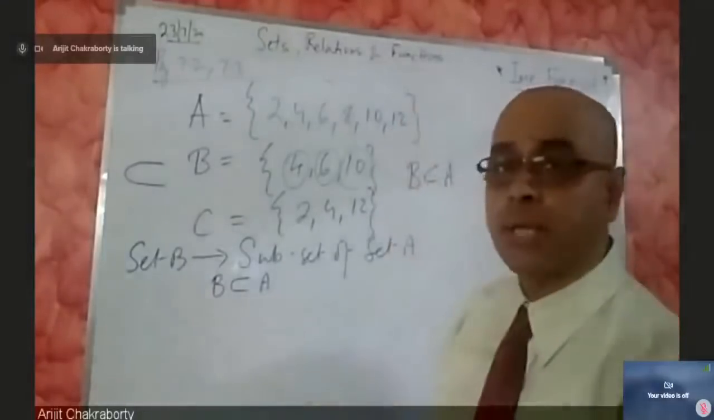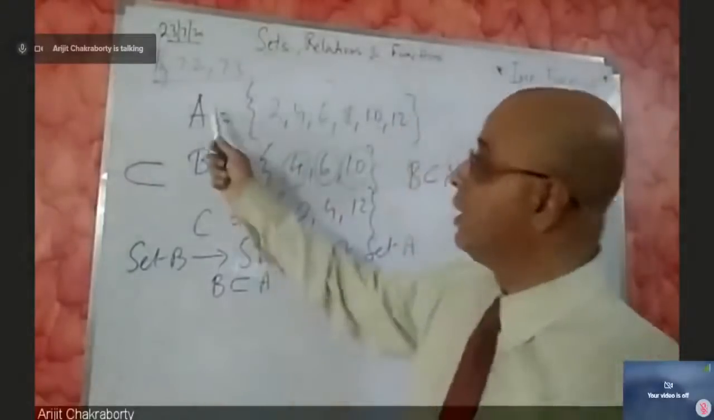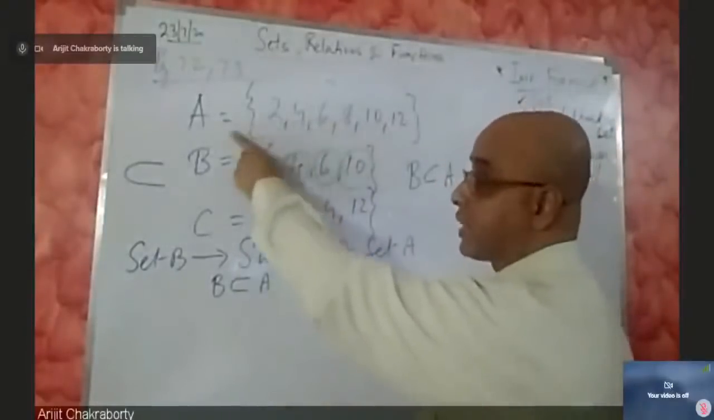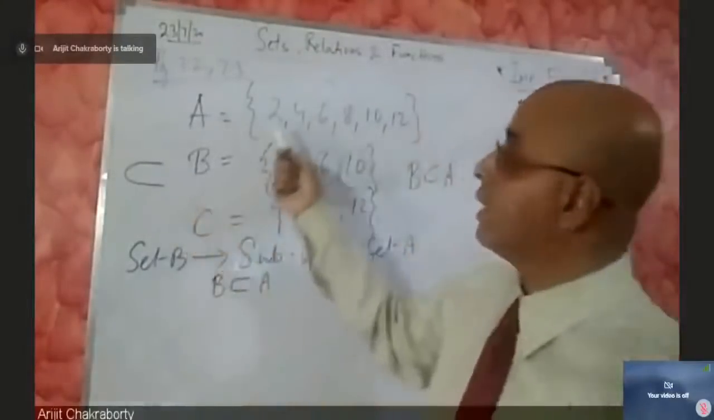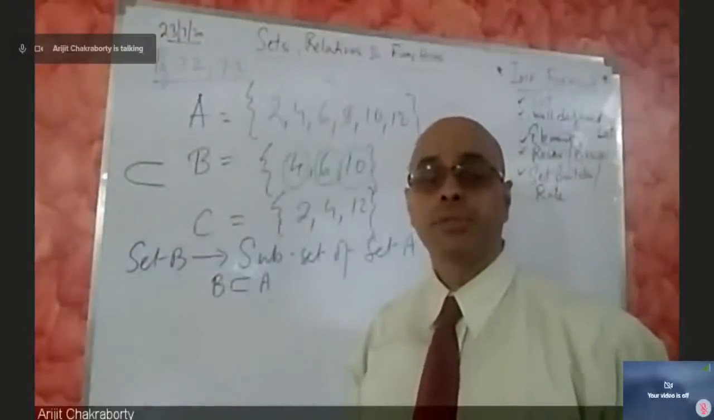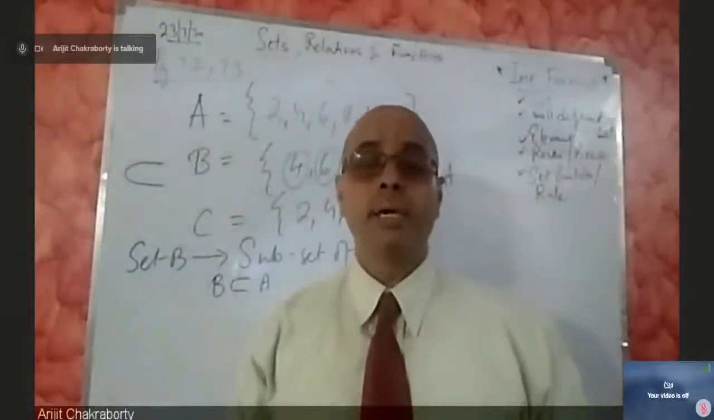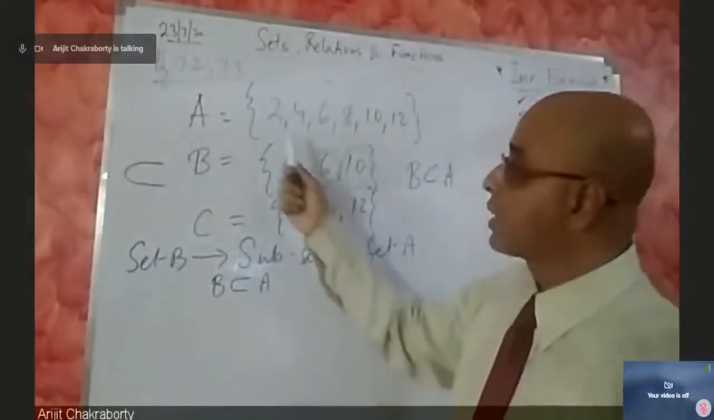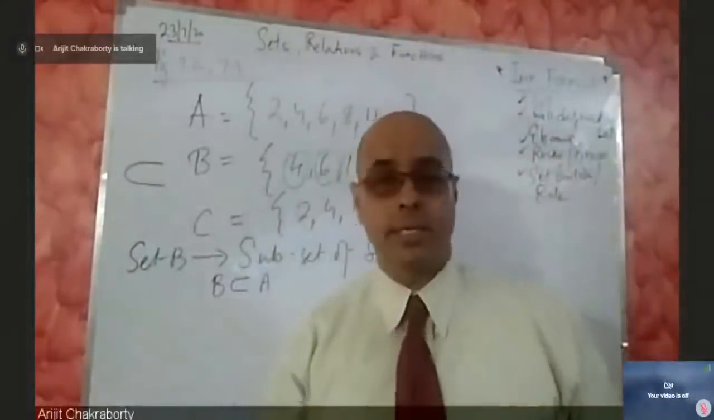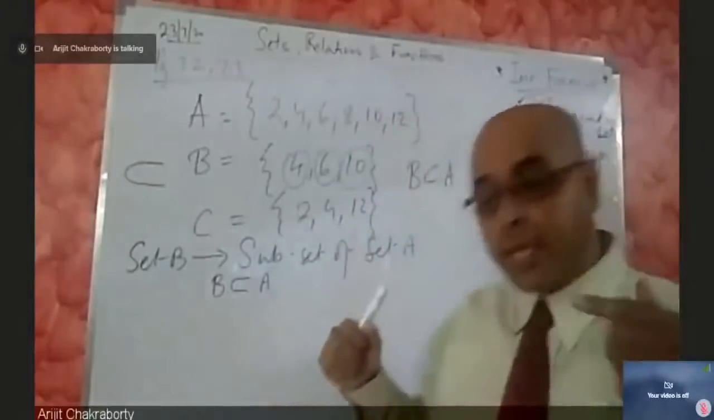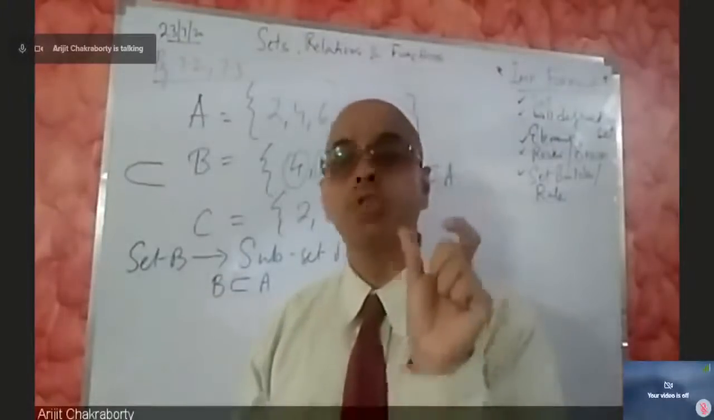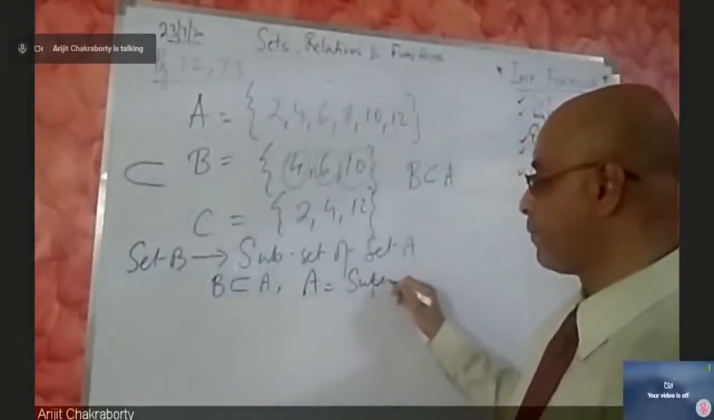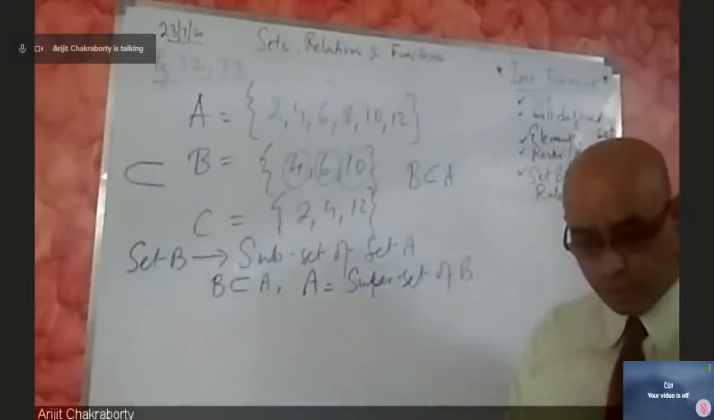So it is like father and son or father and daughter or mother and daughter, mother and son. This is a bigger one and every element in B is there in set A. So you can call it like a parent and son or parent and daughter relation. You can see that all the elements here are contained in set A. So B is a subset of set A and set A is a superset. We use a new term, superset. So B is a subset of A and A is a superset of B. So please note these terms.